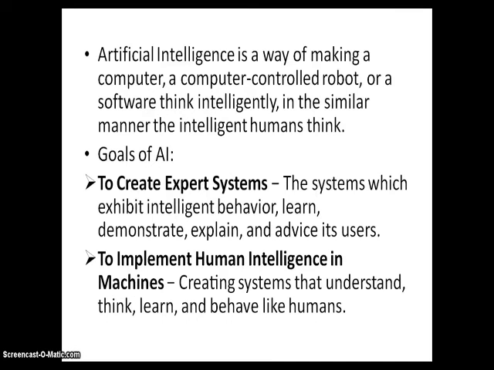Okay, so again, artificial intelligence is a way of making a computer, a computer-controlled robot, or a software think intelligently, in a similar manner as intelligent humans think. Previously only I told you. So we can make a robot by using AI, meaning artificial intelligence techniques.